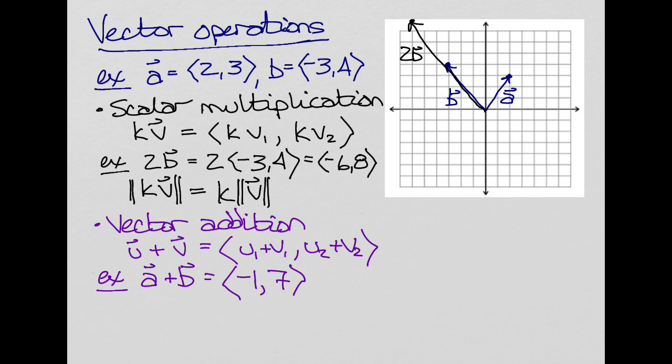So from the terminal point of A, I'm going to put vector B. I'm going to go 3 to the left and up 4. There it is. So there's B that I just transferred over there. The actual vector A plus B, the sum, is what I get from starting at the initial point of A and going to the terminal point of B, like that. So the green one here is the vector A plus B.